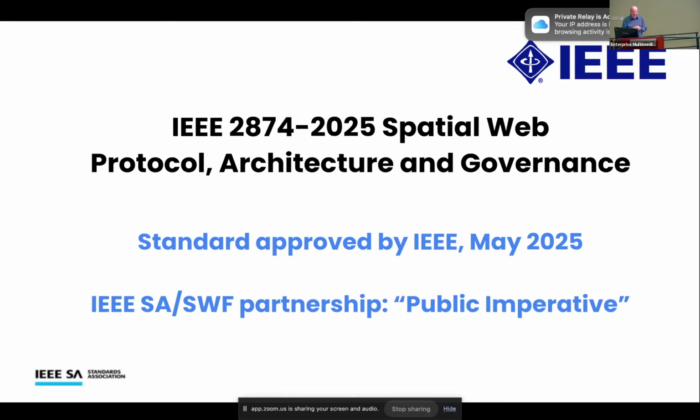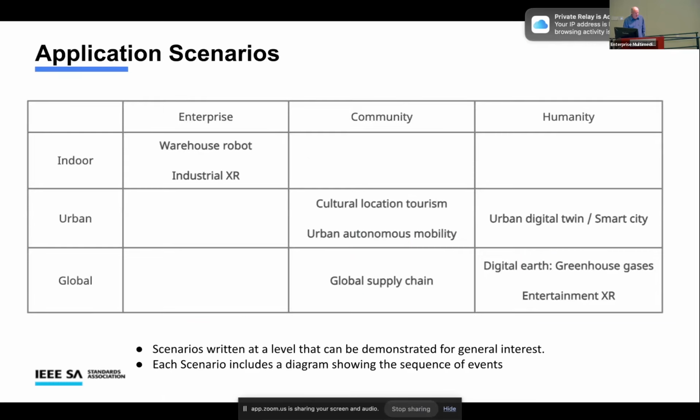IEEE has taken a very strong social consciousness associated with AI, with a whole other group that does that, but they saw the spatial web as part of that public imperative. All right, so we'll go through the first viewpoint, which is stakeholders, and what does it do? Who do we apply it to? Here are the scenarios that it is aiming to address.